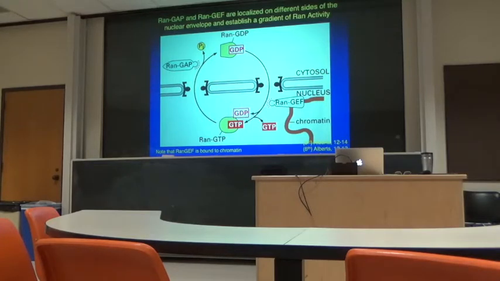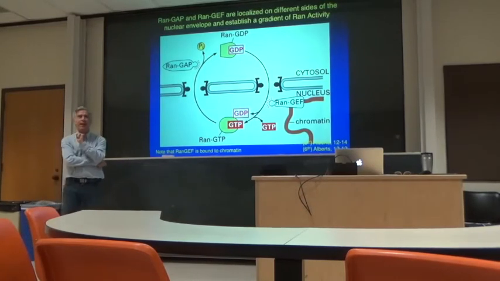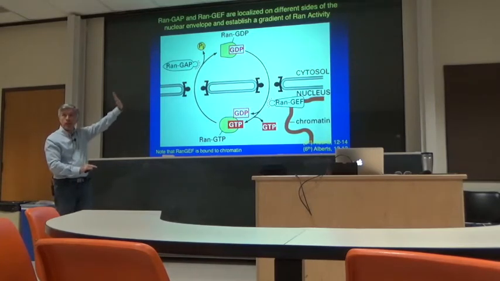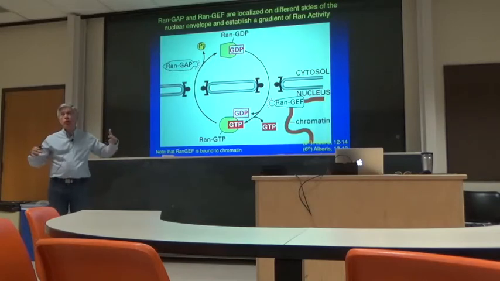So yeah, let me get to that. So you're getting to the next step. Okay, all right, so just hang on that thought for a second. The net effect of this is we have a different activity of RAN on one side or the other of the nuclear membrane. So from this picture, you should be able to conclude things about, for example, RAN-GAP.